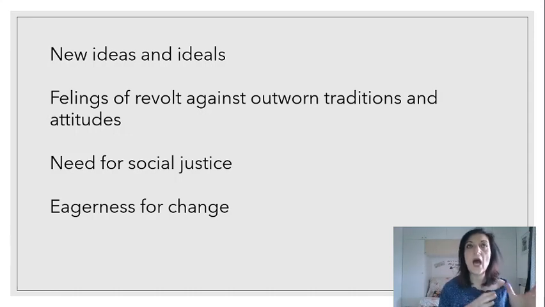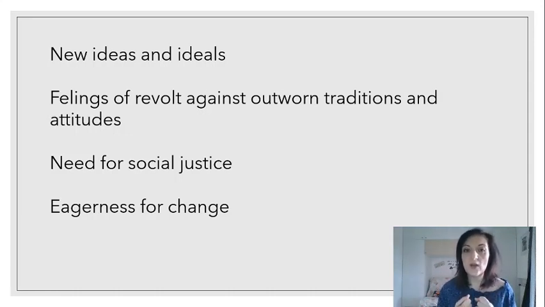was considered outworn, consunto, consumato, logoro. The traditions and the attitudes of the past were considered outworn, and the romantic thinkers, the romantic philosophers, the romantic artists, also the politicians had this strong feeling of revolt against everything that was considered old and outworn.